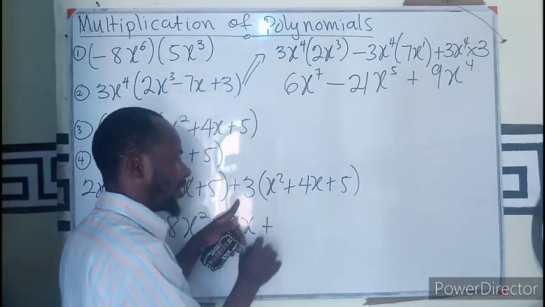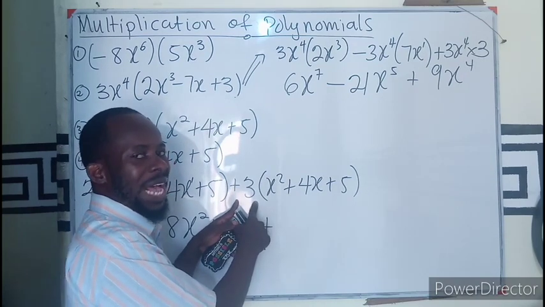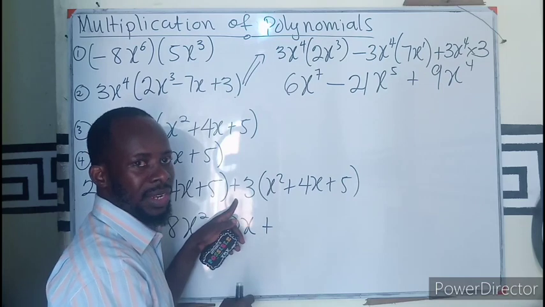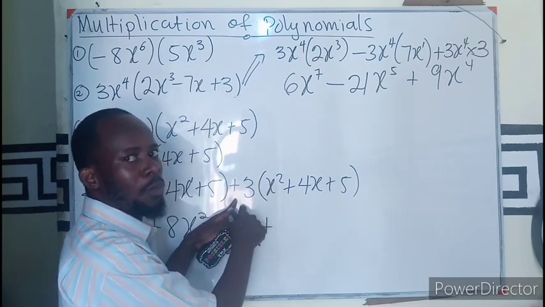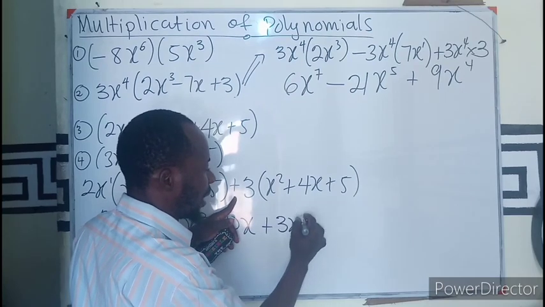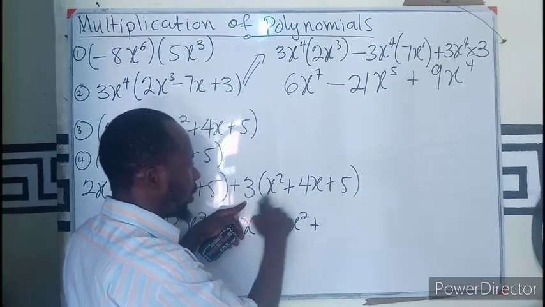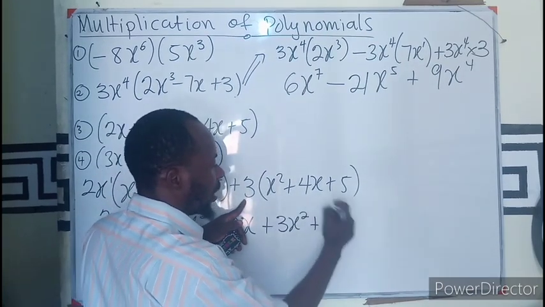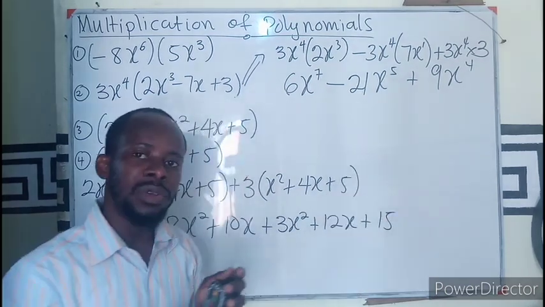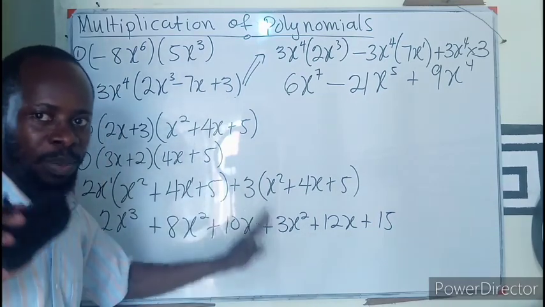Plus 3 times this. Since this is a constant, it doesn't have any variable here, so the variables will maintain their position. Only the coefficient will multiply the 3. So 3, 1, 3. I bring the variable. 3, 4, 12. The variable. 3, 5, 15. So we are done with our multiplication.